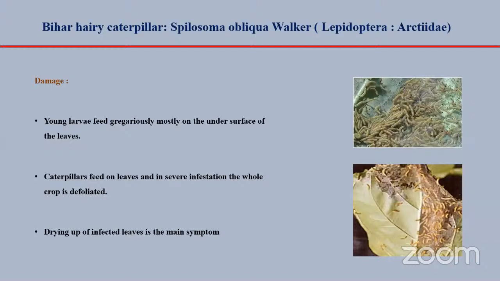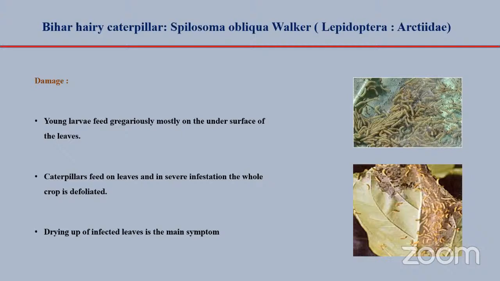The next important pest is the Bihar hairy caterpillar, Spilosoma obliqua, which belongs to the family Arctiidae and order Lepidoptera. In this case, the young larvae feed gregariously on the undersurface of the leaves. When the feeding becomes severe, the whole crop is defoliated. And when the larvae feed, that particular portion dries up.